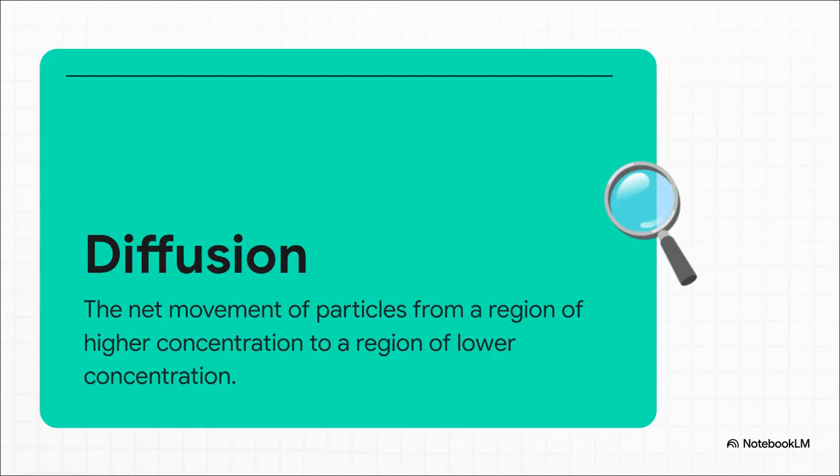Remember how particles are always moving randomly? Well, because of that, they have a natural tendency to spread out. They move from an area where there's a lot of them, a high concentration, to an area where there are fewer of them, or a low concentration. They just keep spreading and spreading until they're all mixed up evenly.